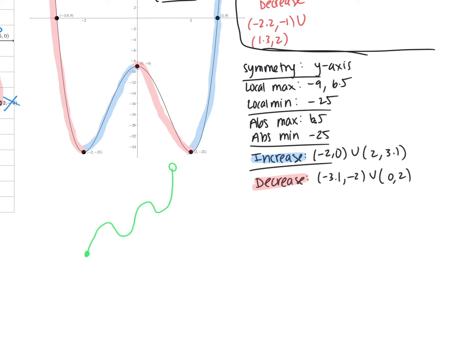So we need to pay attention to the open and closed circle. Would the highest point be included in the local maximum? No. Would it be included in an absolute maximum? Nope. It would be included in an interval of increase or decrease, but not maximum or minimum.